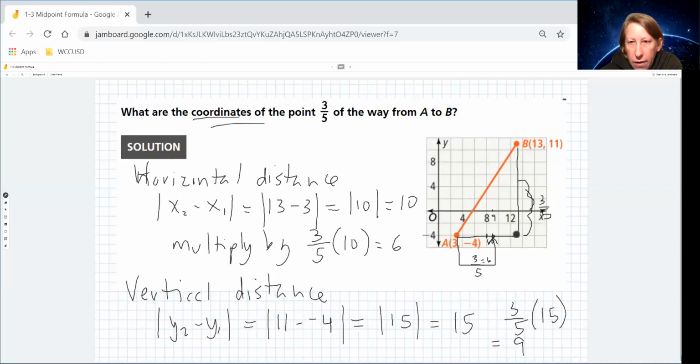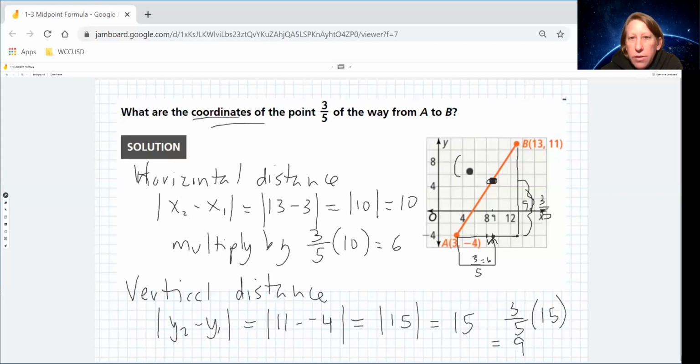Okay, now I have to add how much? I have to add 9 up from -4. So I'm at -4 and I need to go up 9. So -4, -3, -2, -1, 0. That's 4, 5, 6, 7, 8, 9. Right here. So this is my point. That is a point that is not the midpoint. It's a point that is 3/5 of the way from here to here.